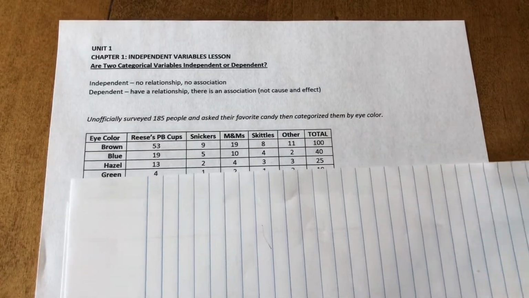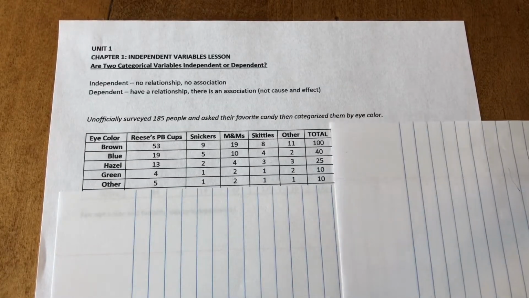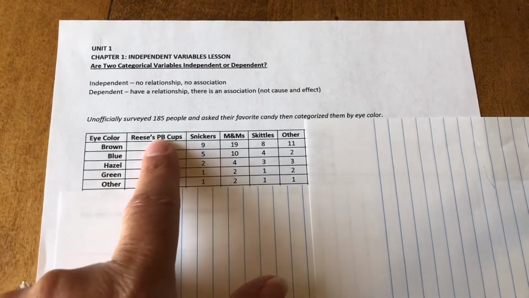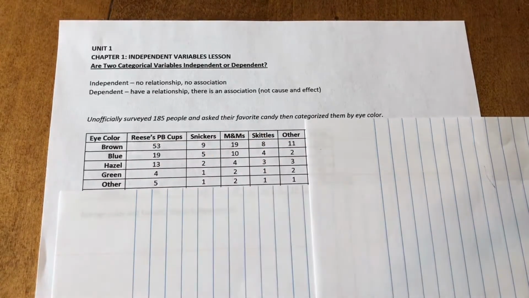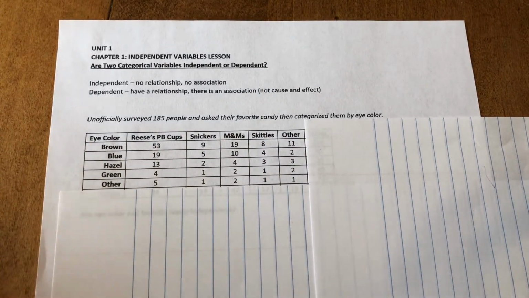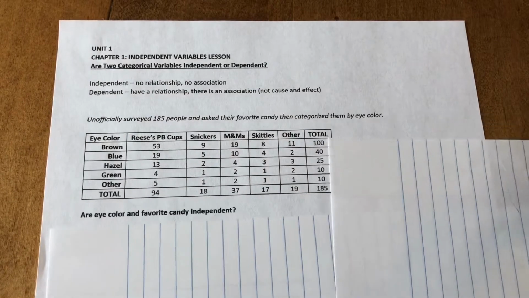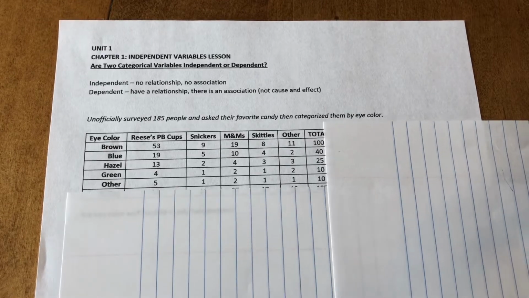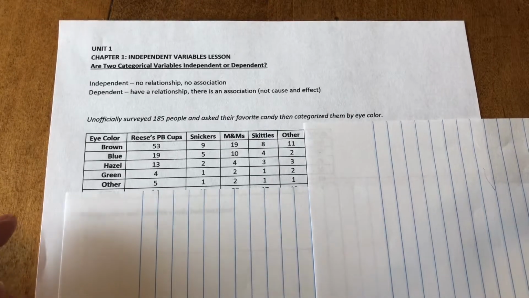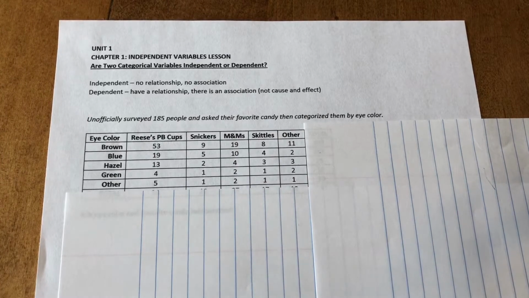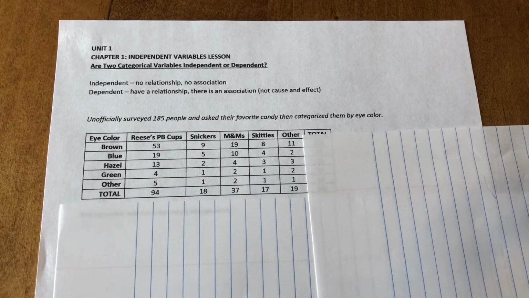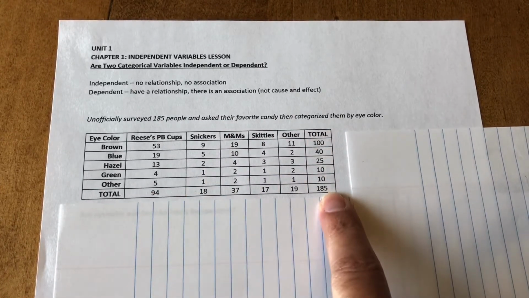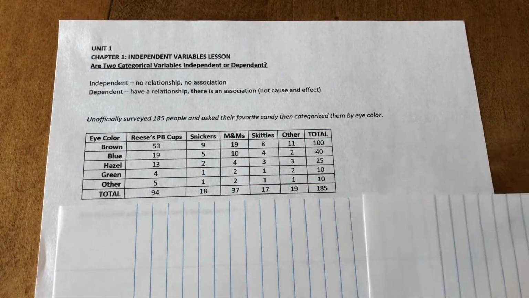Okay. All right, I have unofficially asked 158 people their favorite candy, and then, just from these few types of candy, I categorize them by eye color. So I want to know, is there a relationship, or are eye color and favorite candy independent? Or is there a relationship? Now I wanted to cover up the totals. Anytime you're given a two-way table, if you don't have totals, do your totals. Do your column totals, do your row totals, verify your total. So there's my 185 people that I surveyed, okay?